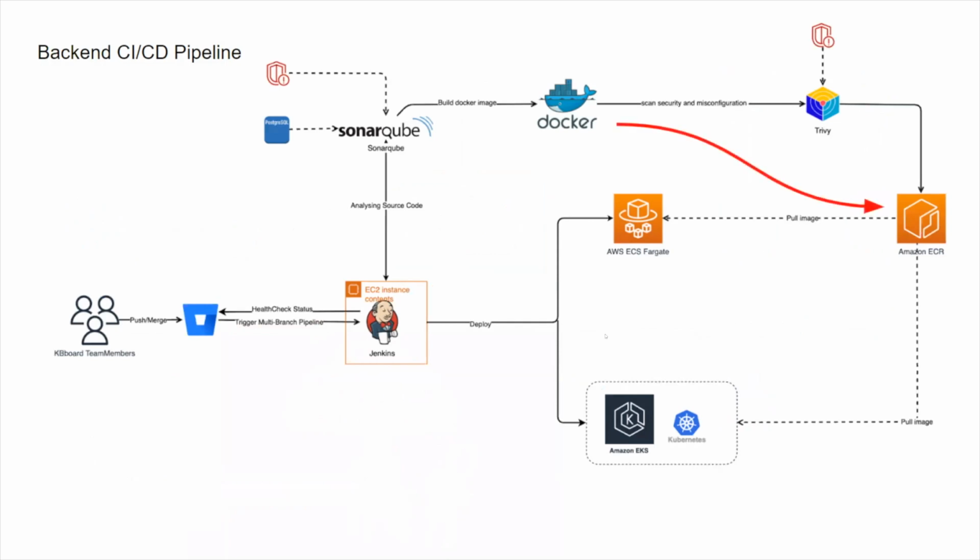When developers push and merge code into Bitbucket, Jenkins will trigger the pipeline by Jenkinsfile, and the following stages automatically build the backend application as a Docker image and push it to ECR, which is Elastic Container Registry in AWS. After uploading to ECR, ECS and EKS will pull the updated image and set up the application.